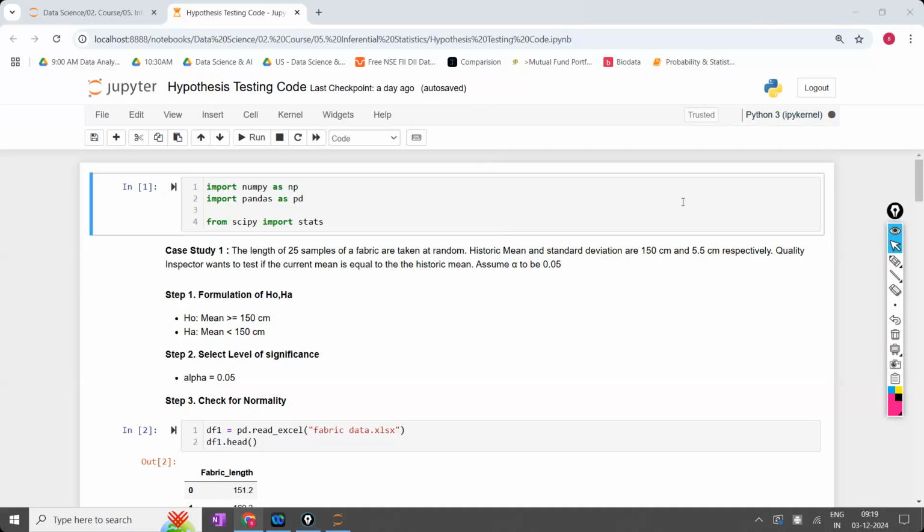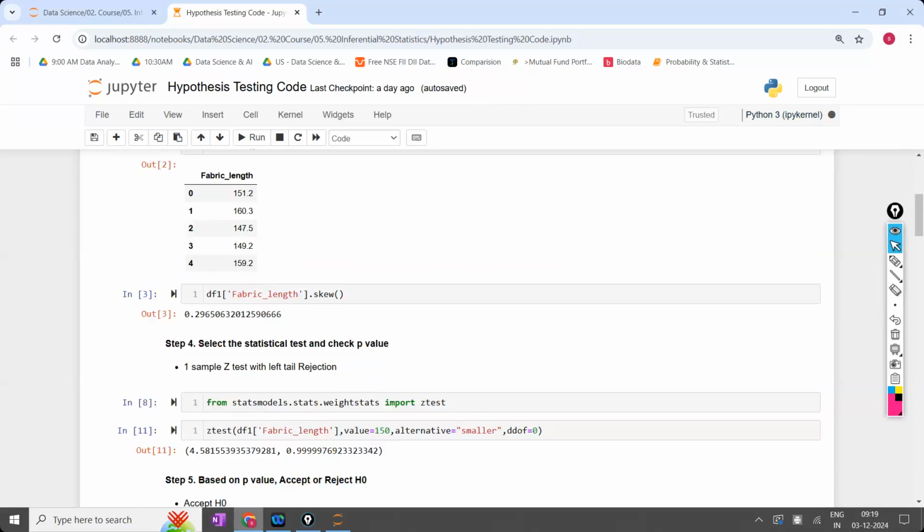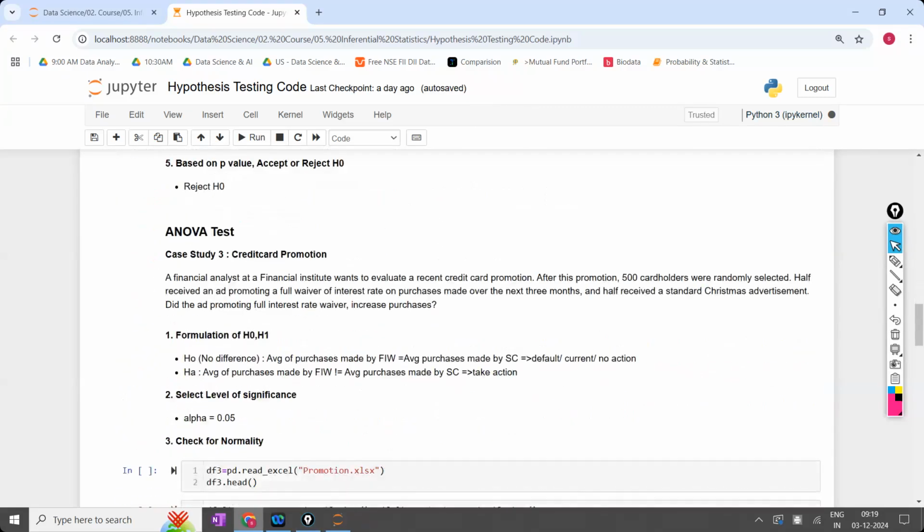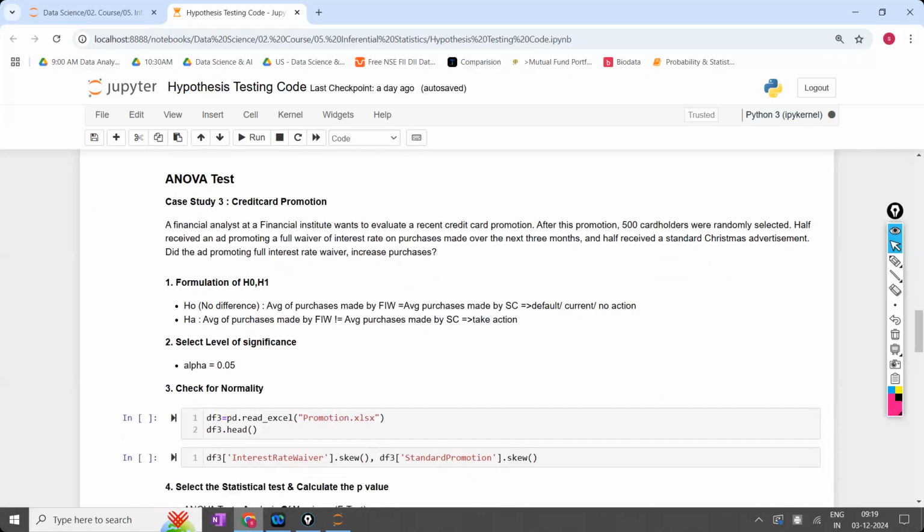We are discussing inferential statistics and we have covered the one sample Z test and one sample T test. Both the tests we have covered with left tail rejection, right tail rejection and two tail rejection. Now, in today's class, we are going to discuss the remaining tests, the ANOVA test and the remaining tests. Still three more tests are left. These three tests we are going to cover in today's class.